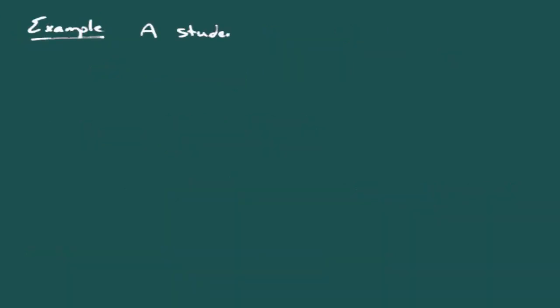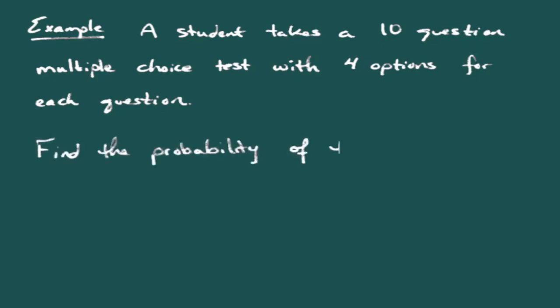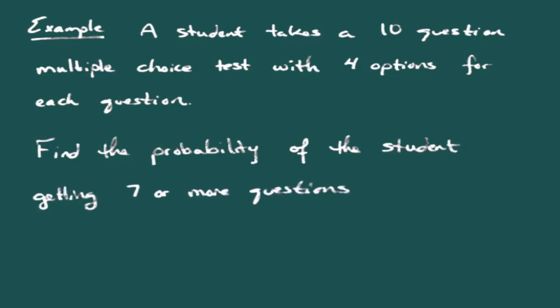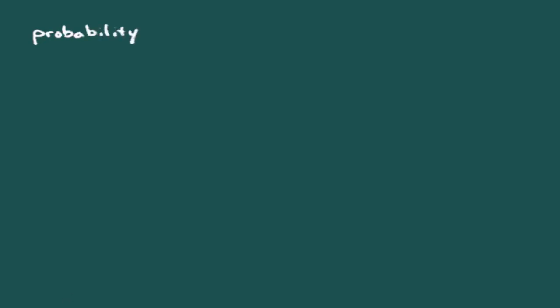So another example of where the binomial theorem pops up is students taking multiple choice tests. Let's say that a student takes a 10-question multiple choice test, and each question has 4 options. Then what we're interested in finding is the probability of the student getting 7 or more questions correct if the student does nothing more than make random guesses. So in this case, the probability of a correct answer is just going to be 1/4. Each question has 4 options. Only one of them is going to be correct, so your probability of success is 1/4.